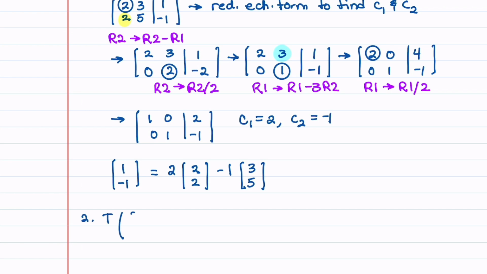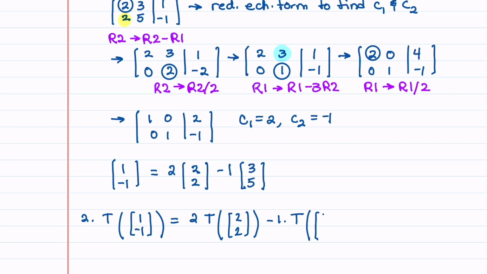So T of (1, -1), if we just distribute the transformation, this is going to become a 2. We can always take a constant out, times the transformation of (2, 2), minus 1 times the transformation of (3, 5). This is the next tricky part of this problem, is that we have to remember that we were given at the beginning what these transformations are.